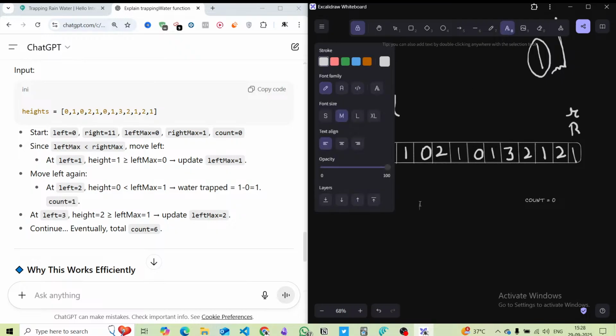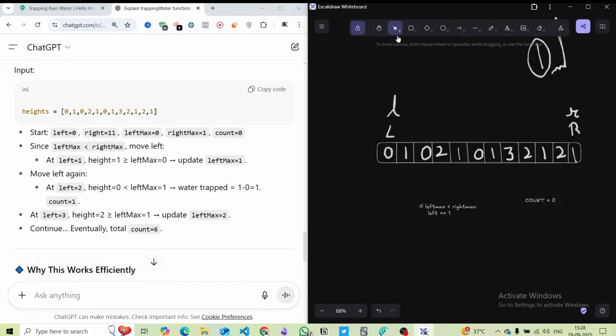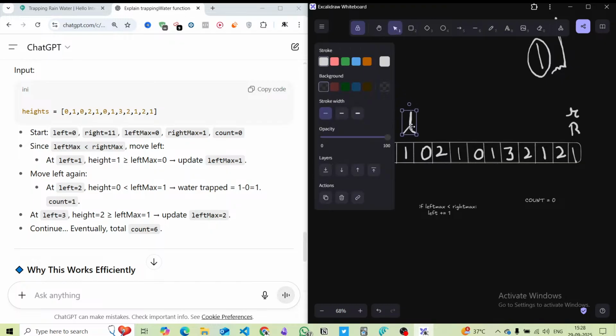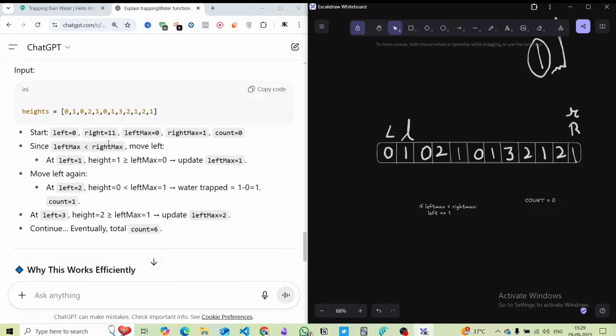So here what we are doing is, if left max is less than right max, we just move left one, left plus equal to 1. Okay. So our left is equal to 1, height is equal to 1, greater than or equal to left max. Update left max. So what they are doing is, we just move this to here.